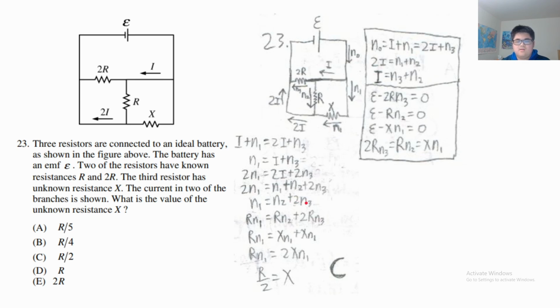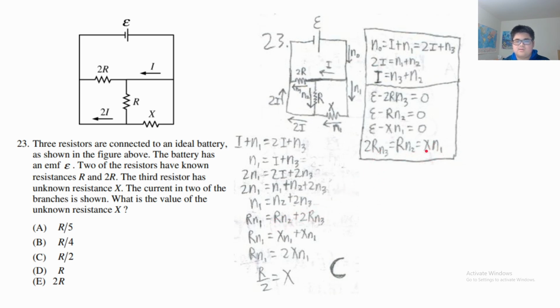And now we're going to multiply R to both sides, which is resistance. So we're going to get voltages here. Right here we have currents, but now we're going to have voltages. Rn1 equals Rn2 plus 2Rn3. So now we know that Rn2 is equivalent to 2Rn3 and is also equivalent to Xn1.